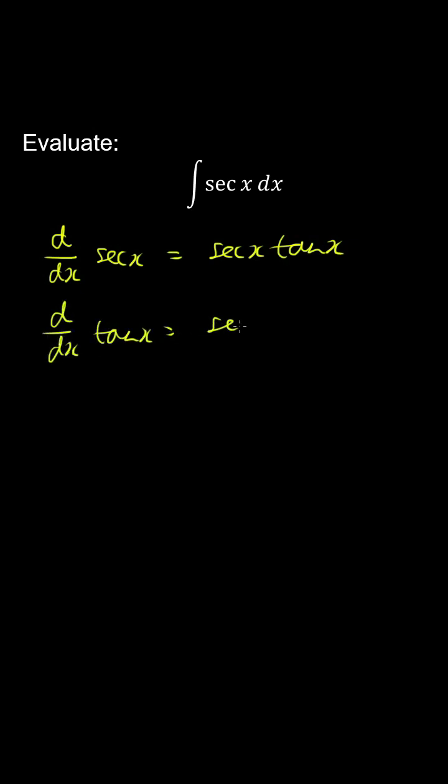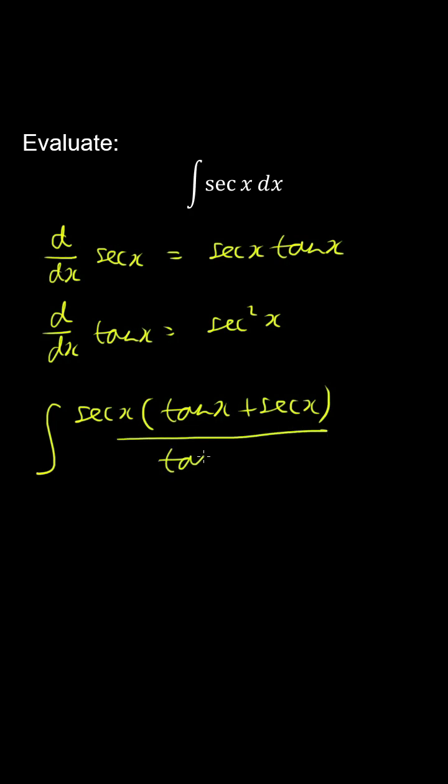Let's evaluate the integral of sec x. And if you tried integration by parts, you're going to make the integral worse, because the derivative of sec x is equal to sec x tan x, and we also know that the derivative of tan x is sec squared x. So what we're going to do is try to get this in a form where we can use u substitution. So we can add these together and write sec x multiplied by tan x plus sec x, and to leave this integral unaltered, we're going to divide through by tan x plus sec x.